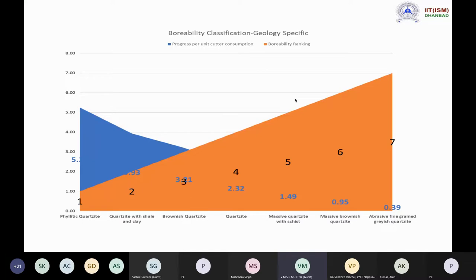You can see phyllitic quartzite getting a very good progress per unit cutter consumption, up to 5, right? Whereas the abrasive fine-grained grayish quartzite on the extreme right side, 0.39, is the lowest in terms of progress per unit cutter consumption. So I'm sure you will agree with me that this kind of quantification can help us to rank the variability in different rocks.